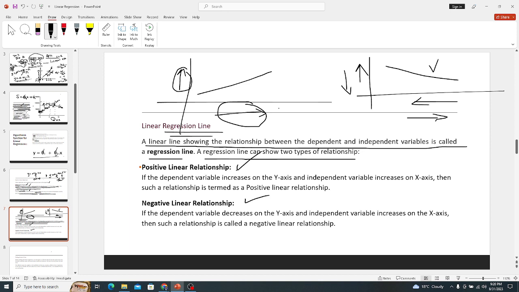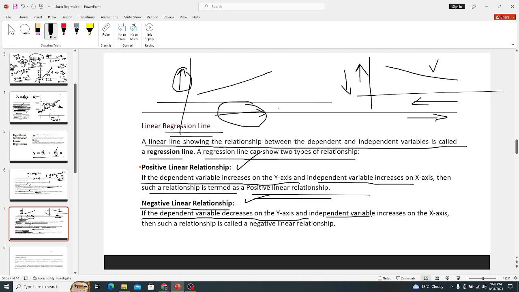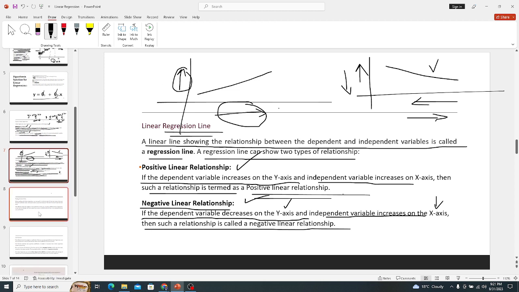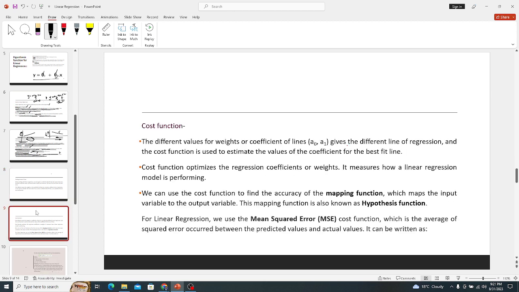So for a positive linear relationship, if the dependent variable increases on the y-axis and the independent variable increases on the x-axis, then such a relationship is termed a positive linear relationship. Then for a negative linear relationship, if the dependent variable decreases on the y-axis and the independent variable is increasing on the x-axis, then such a relationship is called a negative linear relationship. You can see as one is increasing, the other one is decreasing. Good, I guess we are good up to that point.